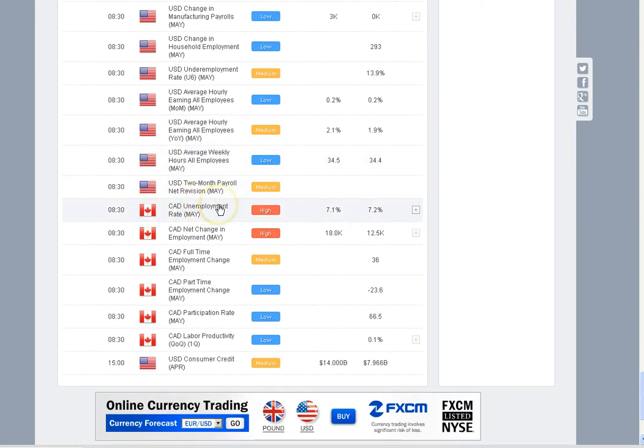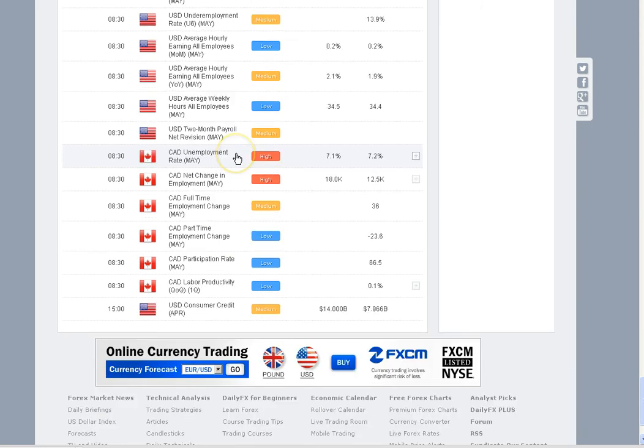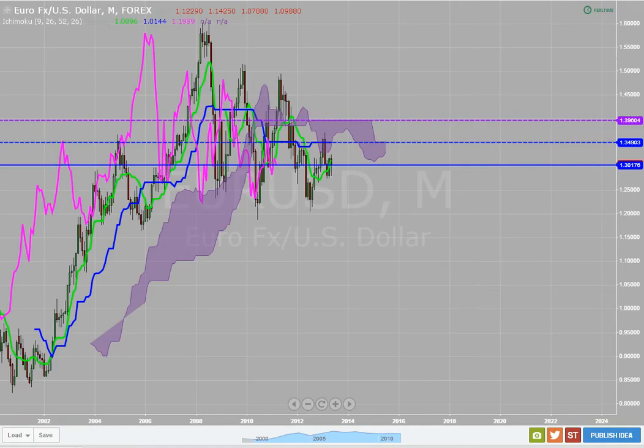CAD unemployment rate and net change in employment will happen about 8:30 a.m. Also, that's high importance with the CAD. So the dollar and the CAD at 8:30 a.m. on Friday will close out the week with high importance news events, and we'll continue on, and we'll move on to our analysis. We're starting off here with the euro dollar, and we're on the monthly time frame, folks, and we're going to do top-down analysis.